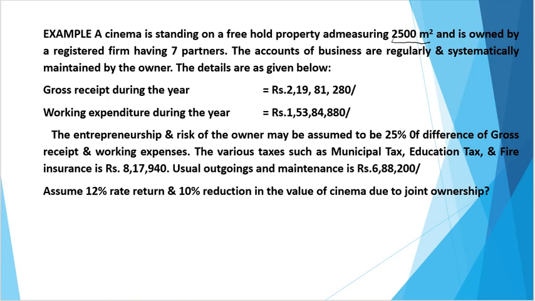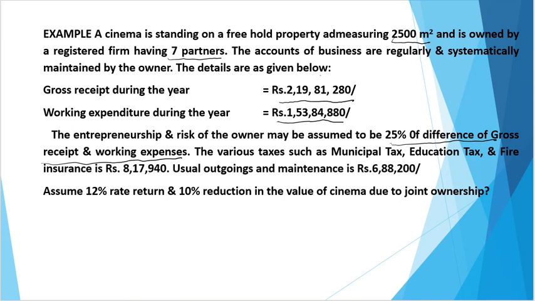So next, a cinema is standing on a freehold property measuring 2500 square meters and is owned by a registered firm having 7 partners. The accounts of the business are regularly and systematically maintained by the owner. The details are as given below. Gross received during the year is 2 crore 19 lakh 81,280 and working expenses during the year are 1 crore 53 lakh 84,880. The entrepreneurship and risk of the owner may be assumed to be 25% of the difference of gross received and working expenses.